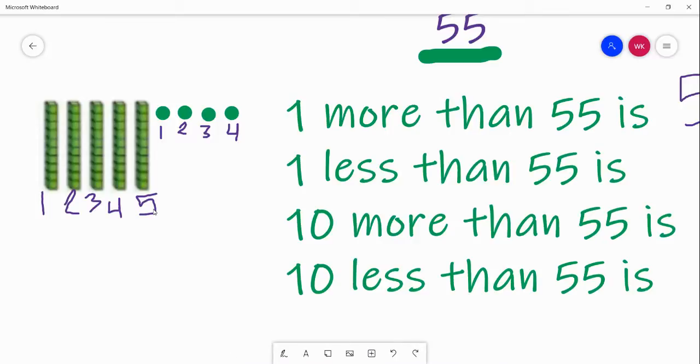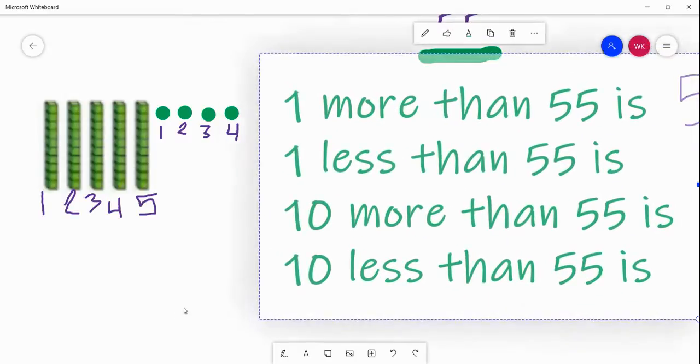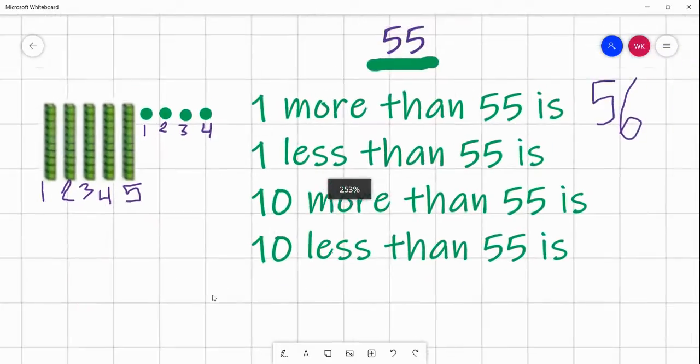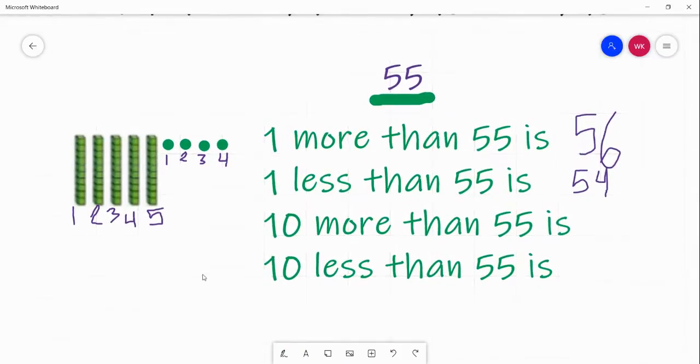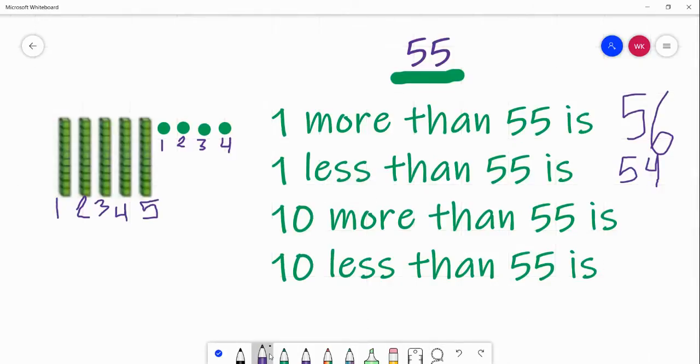So now let's look at our number. We have 50 in the tens rods, and then we have 4 in the ones. So our answer for 1 less than 55 is 54. That is what our answer is from our visual representation. And remember, now we're going to go back and we're going to put our 55 back up there, because you always want to start back with that original number to figure out our 10 more than 55.